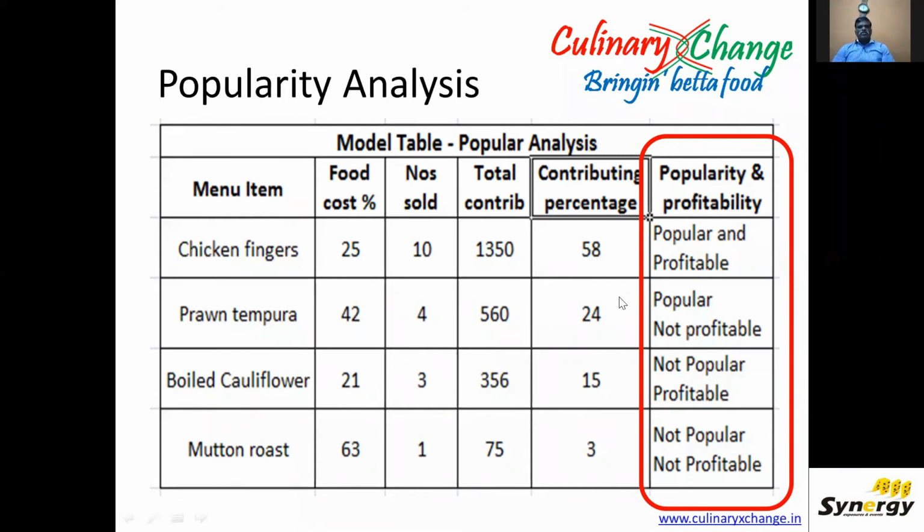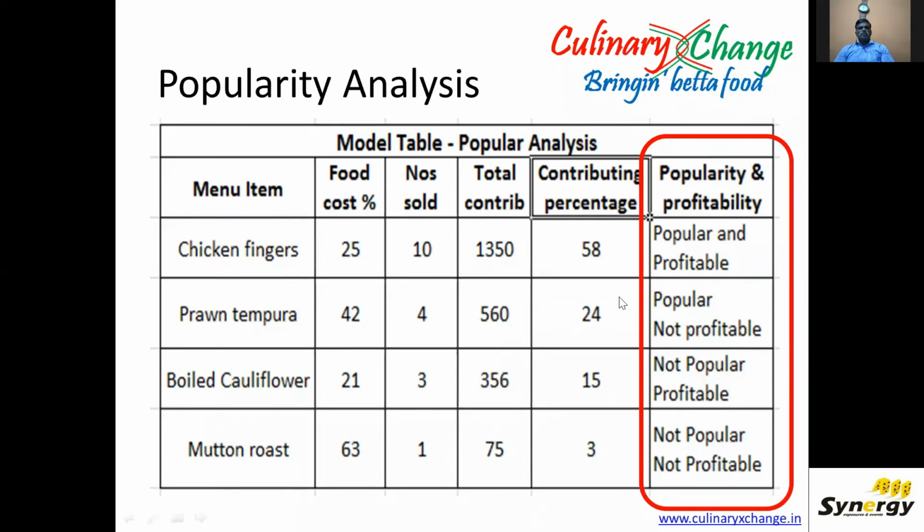Same way, you can see prawn tempura. Is it popular? It is popular because it is selling 24%. And is it profitable? It is not profitable because the food cost of prawn tempura is 42%, but our budget is only 40. It has 2% more than our budgeted food cost, so this is not profitable.